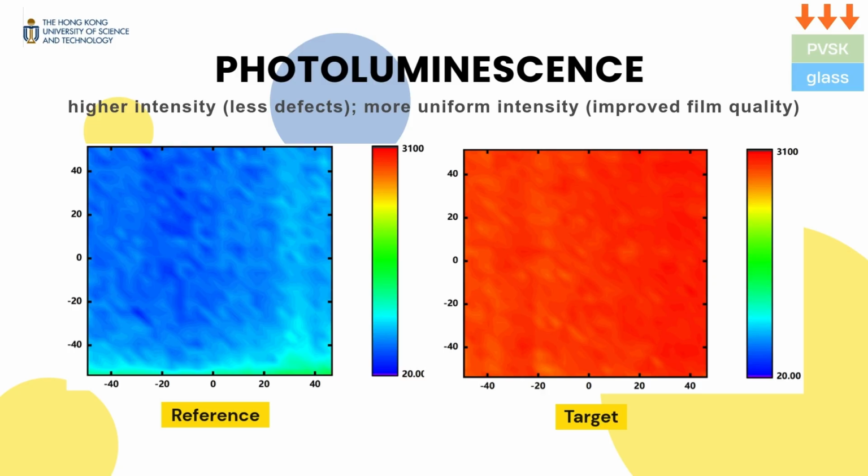Third, we examined the optoelectronic quality by photoluminescence. Steady-state PL from glass samples shows a much higher intensity for the target film compared with the reference, and PL mapping exhibits a more uniform spatial distribution. Both features point to a lower non-radiative recombination rate and improved film quality from the top surface passivation.